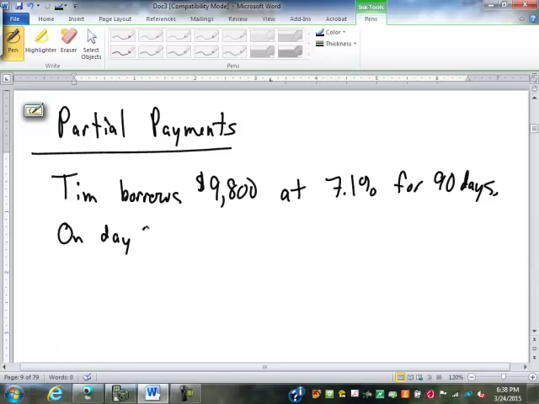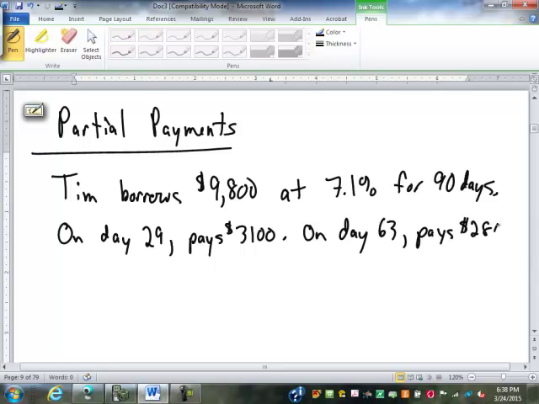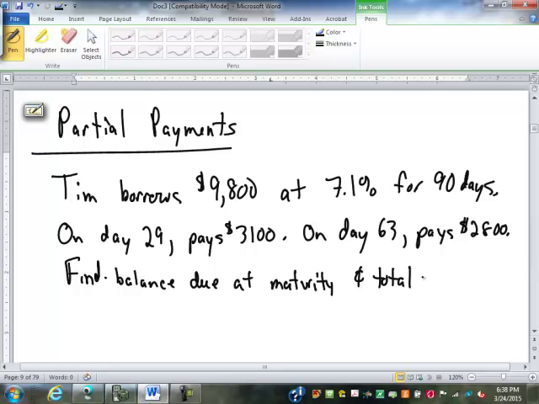On day 29, Tim pays $3,100. On day 63, he pays an additional $2,800. Find two things. Balance due at the end. Balance due at maturity is the term we want to use there. And total interest paid.